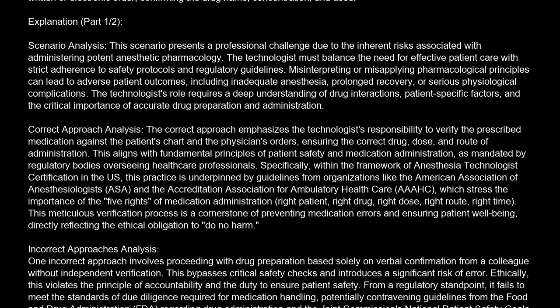The correct answer is B. Independently verify the medication in the syringe against the patient's electronic medical record and the physician's written or electronic order, confirming the drug name, concentration, and dose.